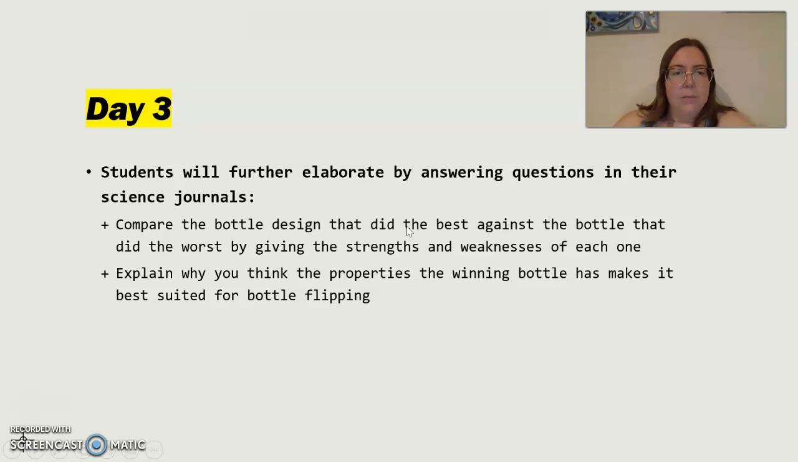Then on day 3, students will further elaborate by answering questions in their science journals. The 2 questions they will need to answer are: they will compare the bottle design that did the best against the bottle that did the worst by giving the strengths and weaknesses of each one. Then they will also explain why the properties the winning bottle has make it best suited for bottle flipping. This helps them further elaborate on that.